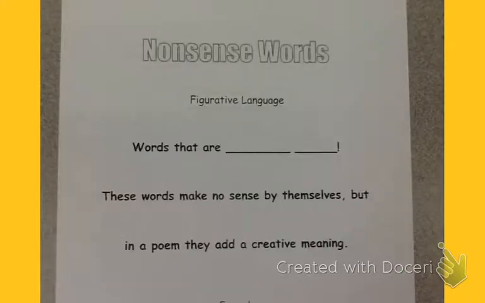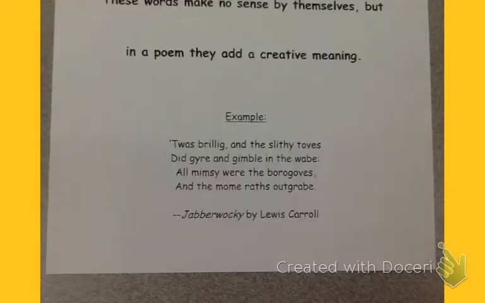Nonsense words. This is one of the most fun types of figurative language, I think. Nonsense words are words that are made up. They're fantasy words. They don't exist. These words make no sense by themselves, but in a poem, they add a creative meaning. You cannot find these words in the dictionary. They are made up. Lewis Carroll in Alice in Wonderland made up a lot of nonsense words for the poem Jabberwocky.